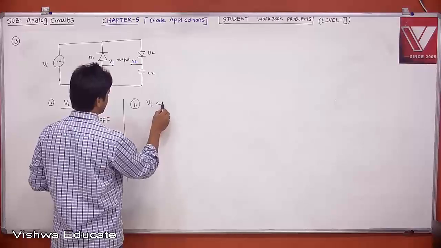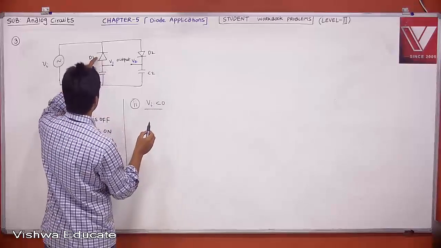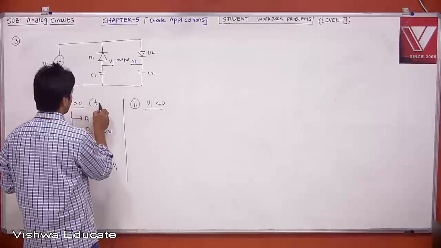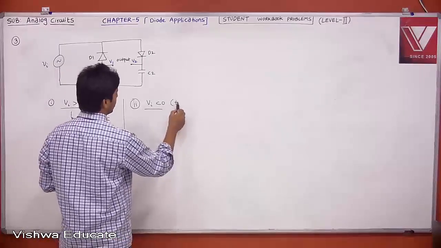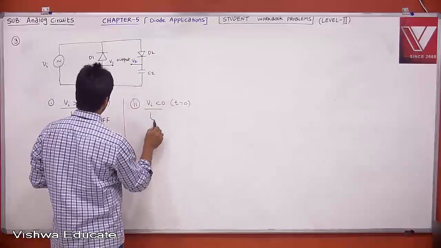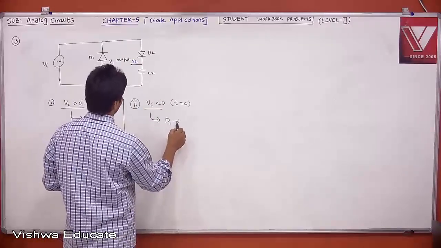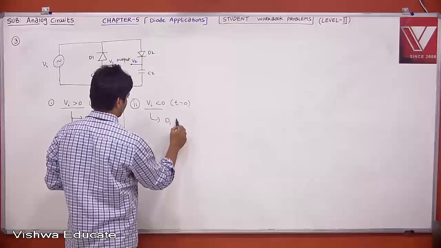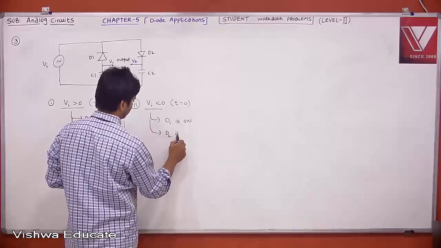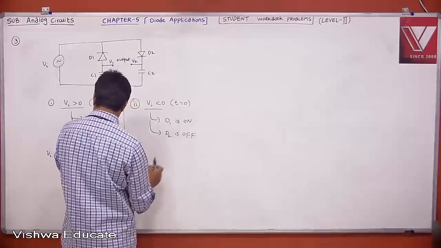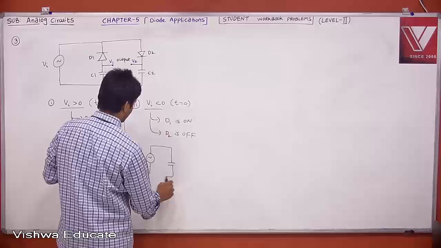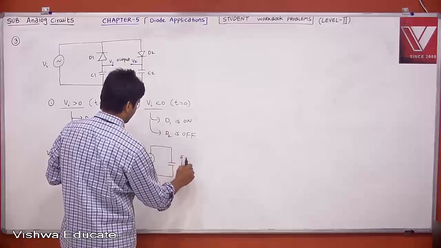when Vi is less than 0, negative, this will be on because we don't know what this voltage is at the initial time, at time t equal to 0. That is what I am saying. At time t equal to 0, the initial voltage across the capacitor is 0. Then your diode D1 will be on, and D2 is off. Then if you take it that way, this is your C1, therefore this is your V1.